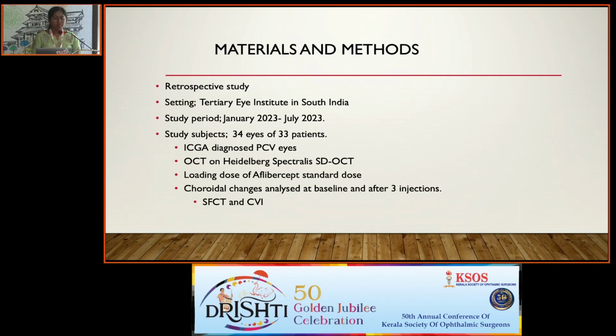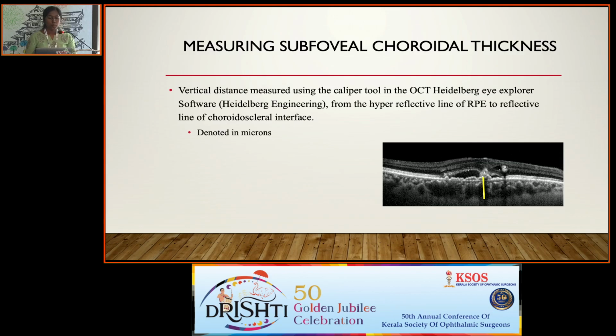OCT on Heidelberg spectral domain OCT was used for our study. A standard loading dose of aflibercept was given. Choroidal changes like subfoveal choroidal thickness and choroidal vascularity index were analyzed. Now, how to measure subfoveal choroidal thickness? Using a caliper tool, we took the vertical distance from the hyperreflective line of the retinal pigment epithelium to the choroidoscleral interface.